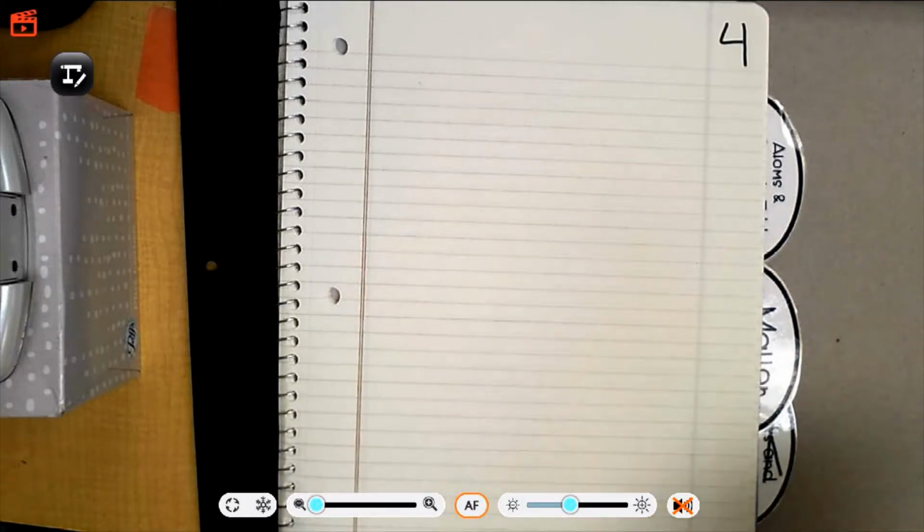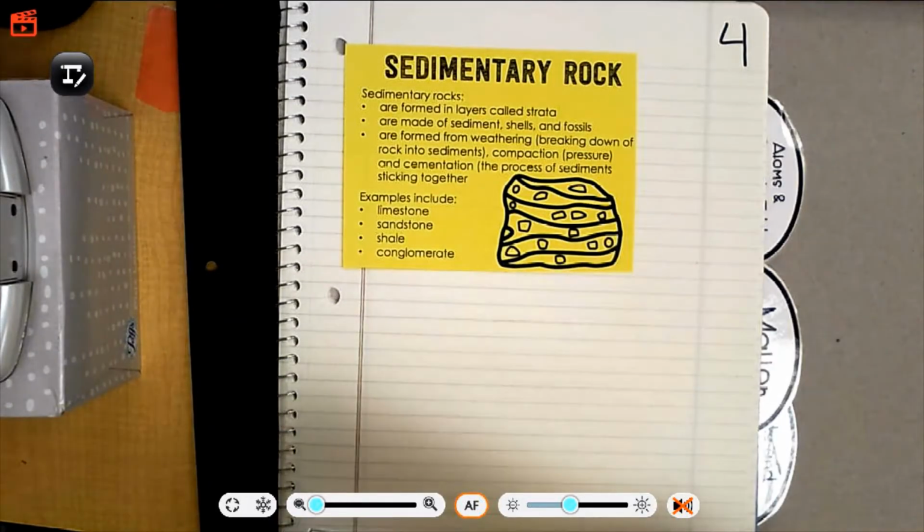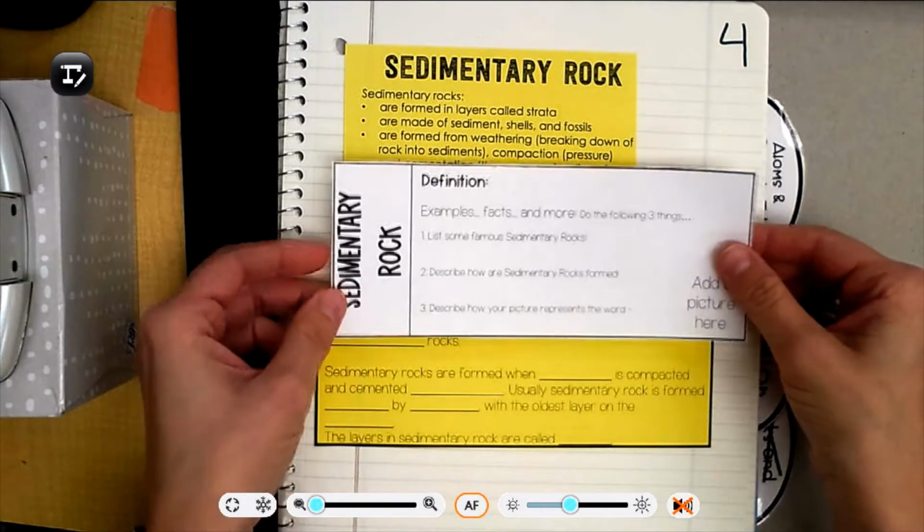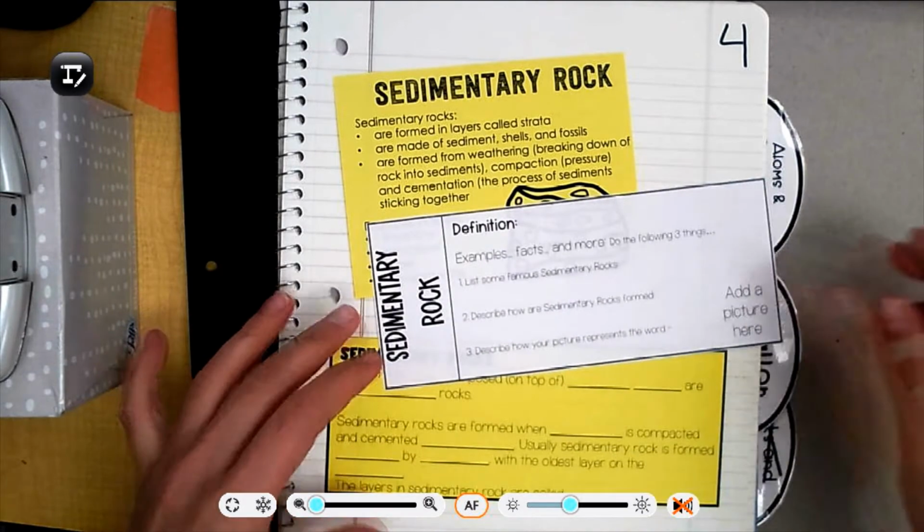Okay, so this is going to be the video for page 4. You're going to need this yellow one. And then from your vocab, you're also going to need the word sedimentary rock. So go ahead and grab those 3 things and get back to me.